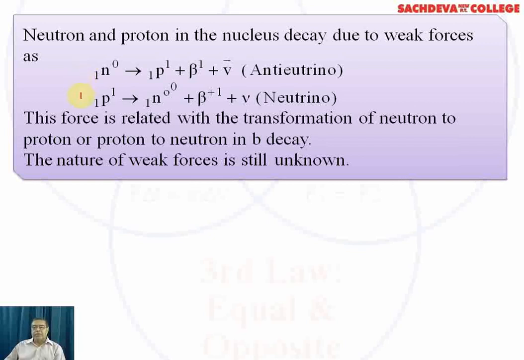The other equation is related to proton decay, that is 1p1. 1p1 decays into 1n0, that is a neutron, and one positive beta particle, that is called a positron, and nu is a neutrino. This force is related to the transformation of neutron to proton or proton to neutron in a beta decay. This nature of the weak force is still unknown.